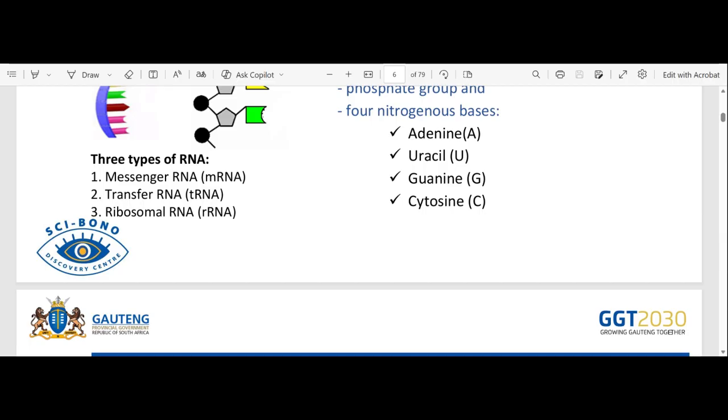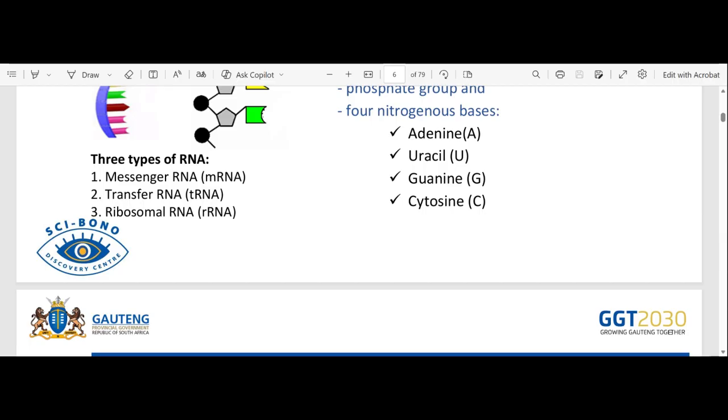So what's the function of messenger RNA? The function of messenger RNA is to transport the message from the nucleus to the ribosome for purposes of protein synthesis. So it's just carrying the message. What message? The message to form proteins. There's a message for a certain protein that will be formed eventually at the end of protein synthesis. I hope that makes sense.